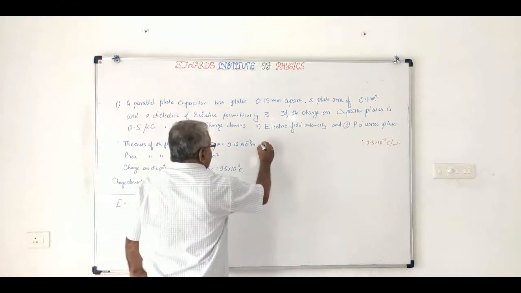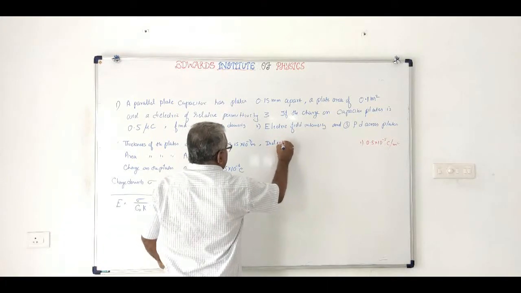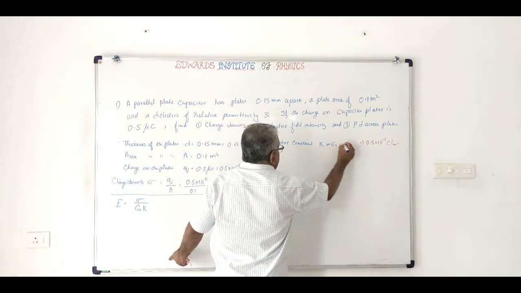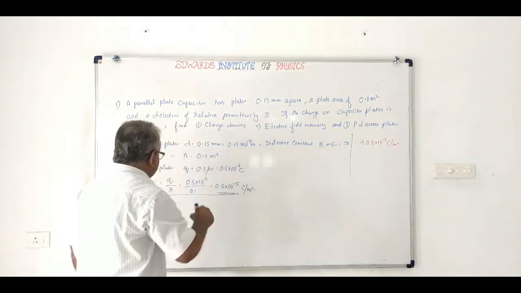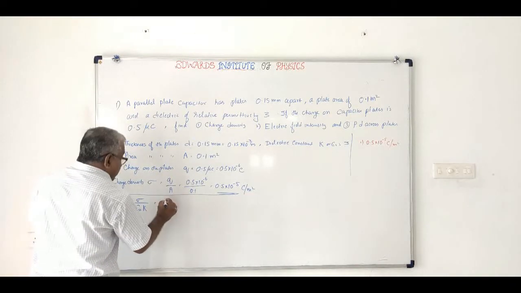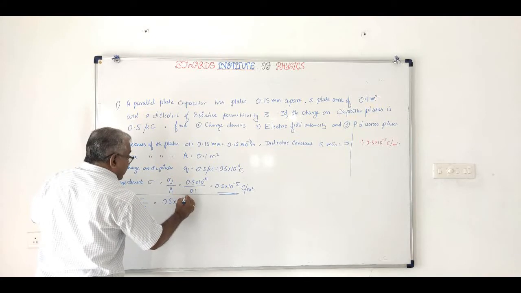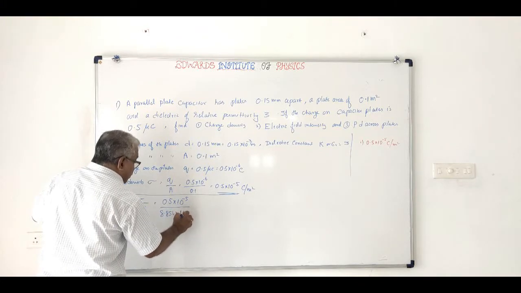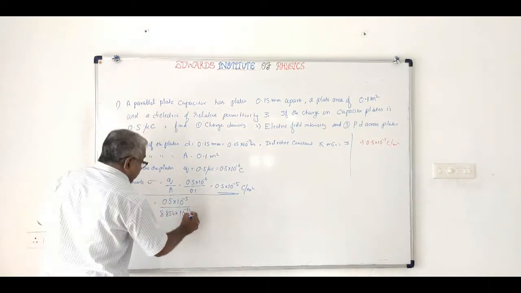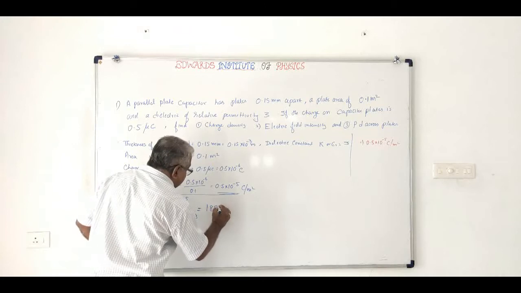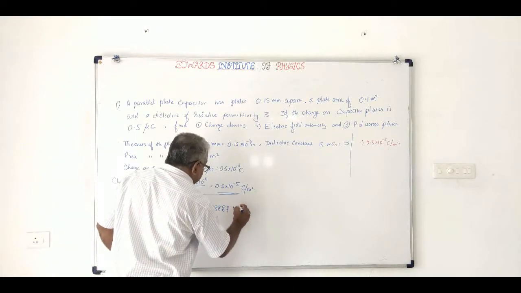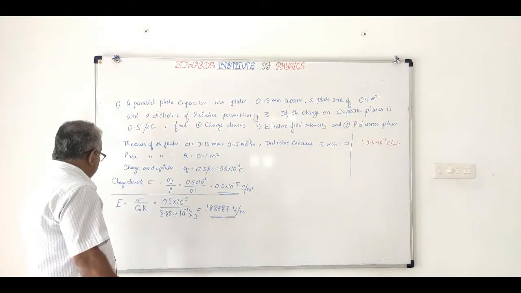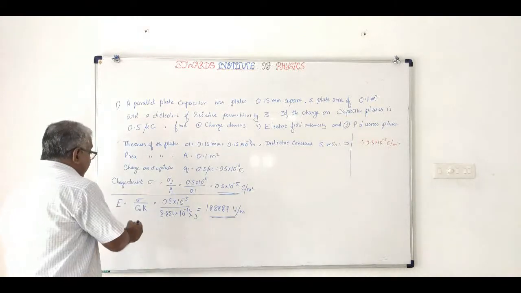Here another data is also given, dielectric constant. K or epsilon R is equal to 3, that is given. So E will be equal to, what is sigma? 0.5 into 10 raised to minus 5 divided by 8.854 into 10 raised to minus 12. That is the value of epsilon 0 into 3. That will be equal to 18887 volt per meter. That is a unit of electric field intensity or Newton per coulomb, whatever it is. So this will be the electric field intensity.